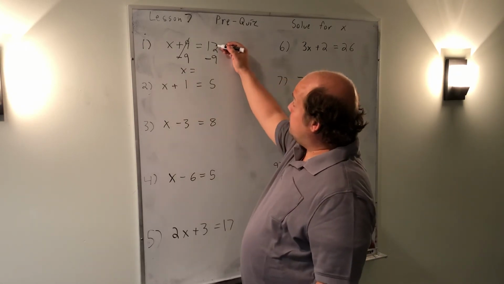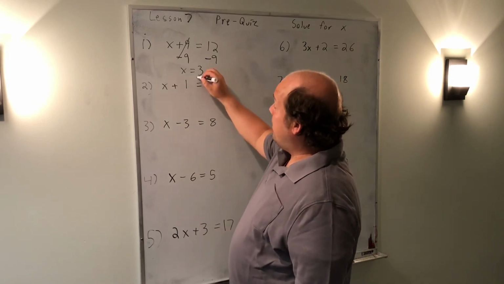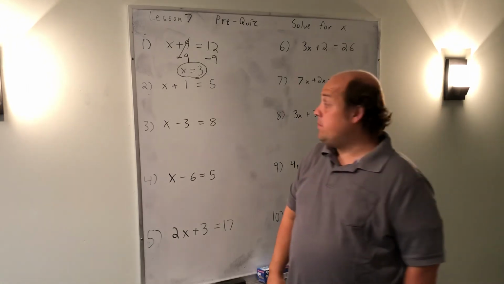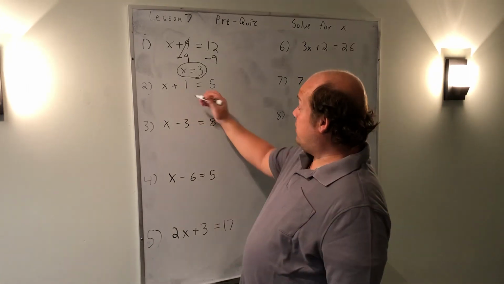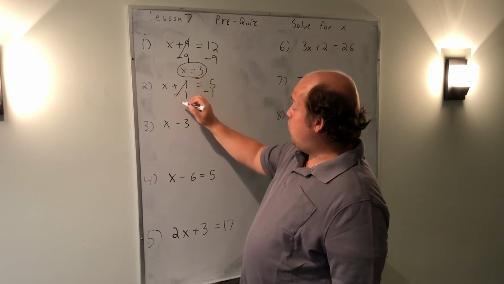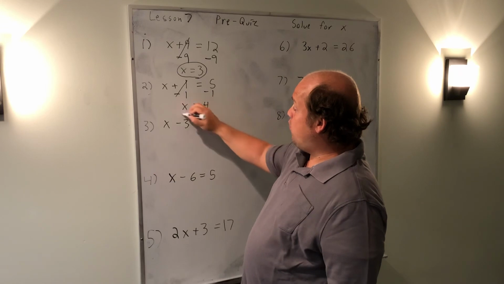On this side, when I resolve 12 minus 9, I'm left with 3. And that is the correct final answer. X equals 3. Same idea in problem number 2. I need to get rid of this 1. To do it, I do minus 1 to both sides. These go away and just leave me with x. 5 minus 1 gives me 4.